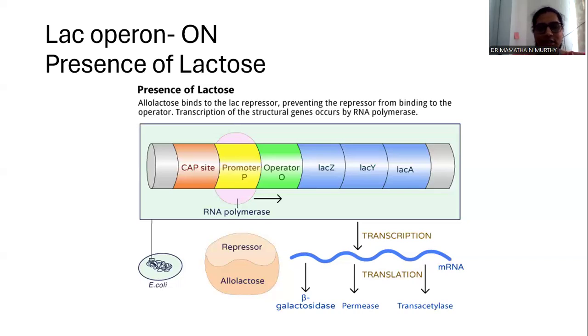The lac operon is mainly controlled by the presence or absence of lactose. So this can be given as an example for positive as well as negative modes of gene regulation.